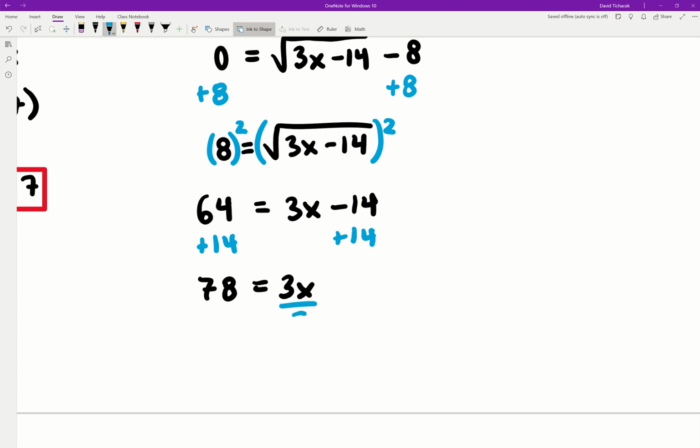So divide both sides by 3. There we go. And I'm just going to go ahead and use my handheld calculator here instead of taking it over to the computer one. So that is actually going to be an x value here of 26.